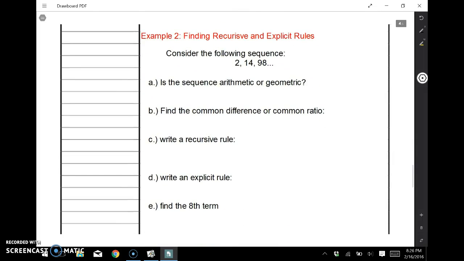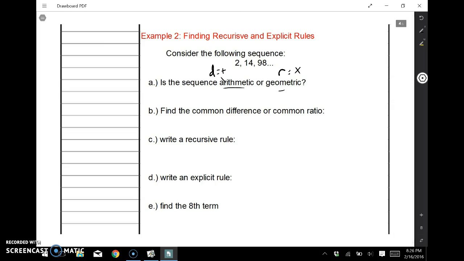Okay, so last example, we're going to find recursive and explicit rules. Consider the following sequence. Go ahead and write this down in your notes. Pause the video because there are a couple of examples here. First, I'm going to ask you just to find the rule. You need to decide if it's arithmetic or geometric. So this one has the common difference, d, and this one has a common ratio, which is r. d means I'm going to add over and over. r means I'm going to multiply over and over.